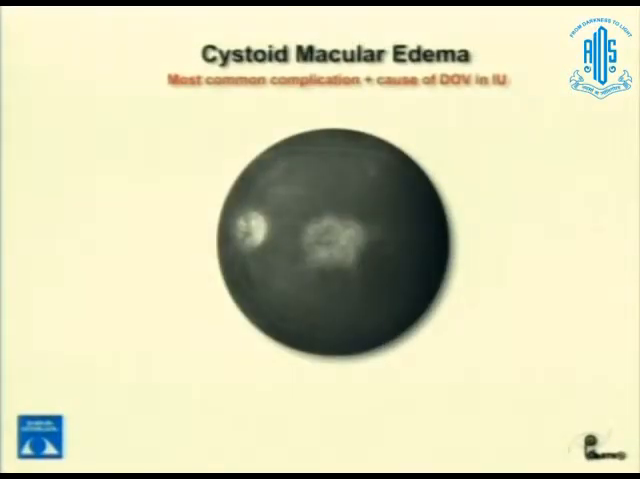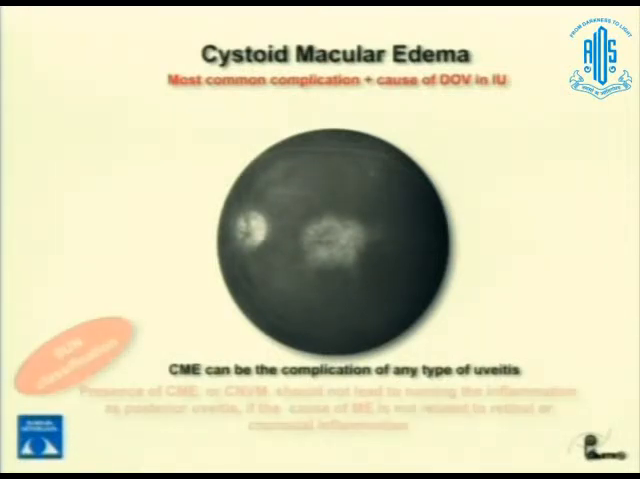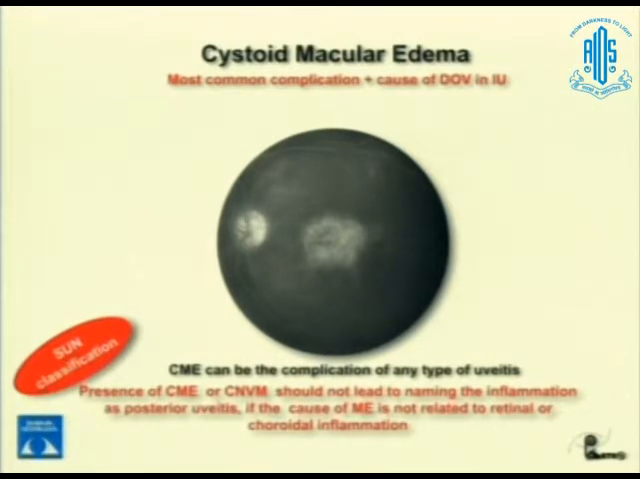So next, cystoid macular edema is the most common complication and cause of diminution of vision in intermediate uveitis. This is very important: CME can be a complication of any type of uveitis, from anterior uveitis to panuveitis. So it's very important that the presence of CME and CNVM should not lead to naming this inflammation as posterior uveitis, if the cause of the foveal pathology is not related to retinal or choroidal inflammation.